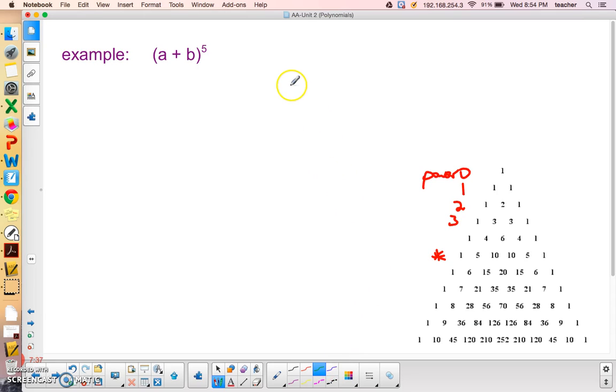I also know that I'm going to have one more than 5 for the number of terms in my answer. So 1, 2, 3, 4, 5, 6 terms in my answer. These are the coefficients, 1, 5, 10, 10, 5, 1. So I can write those in right now.